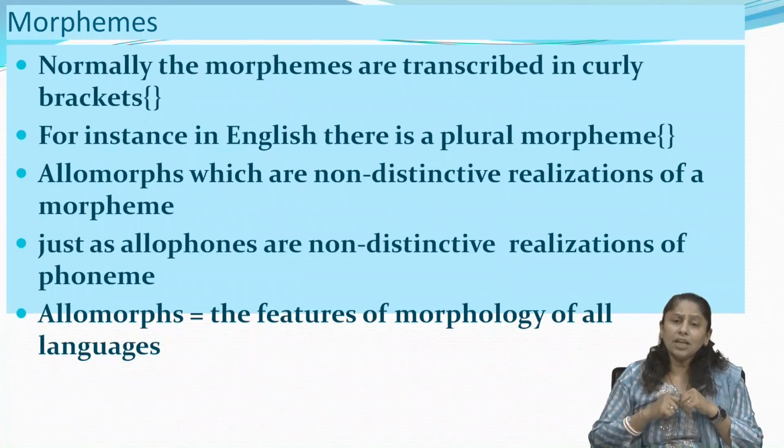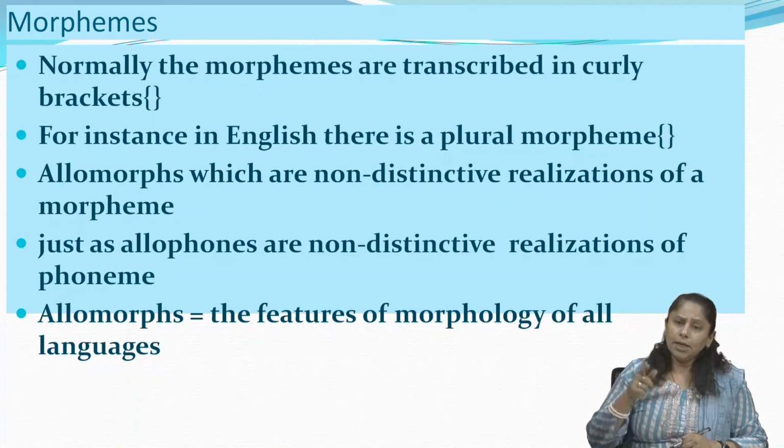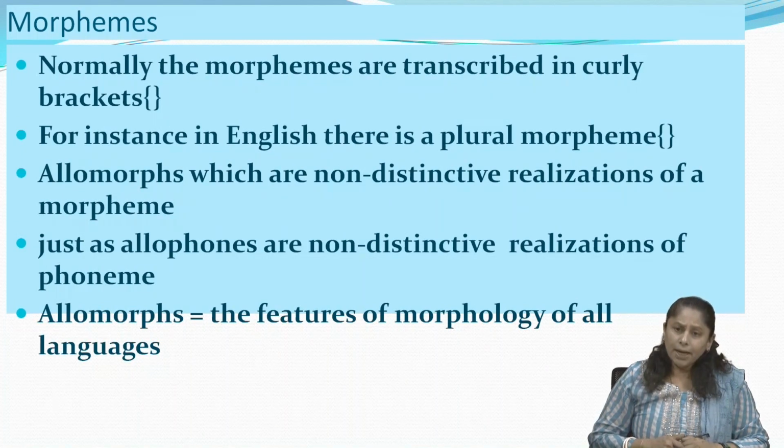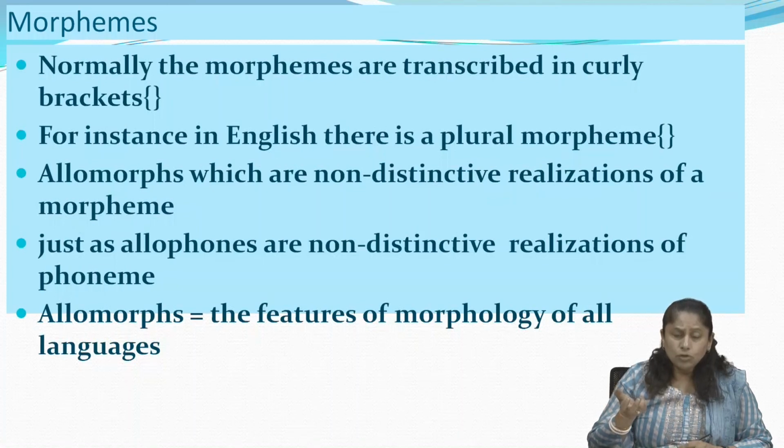For instance, in English there is a plural morpheme. It comes under the curly bracket as s or es. S and es are actually suffixes. As for example, bicycle, but bicycles, there is es. Apple, but you can say apples. So plural is always indicated with s or es, but what is that plural morpheme, that you do not know. Again I tell you that plural words also come under the category of morphemes.